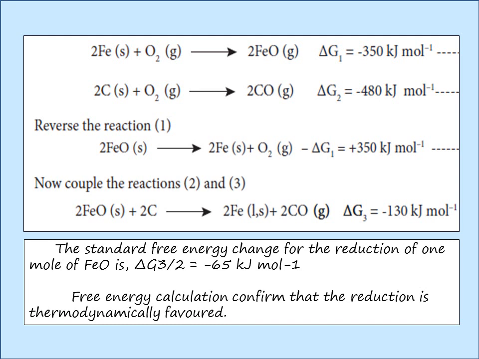We know that if the delta G value is negative, then the reaction is feasible. Here the delta G value is minus 65 kilojoules per mole, which confirms that the reduction of iron oxide with carbon is thermodynamically favorable.